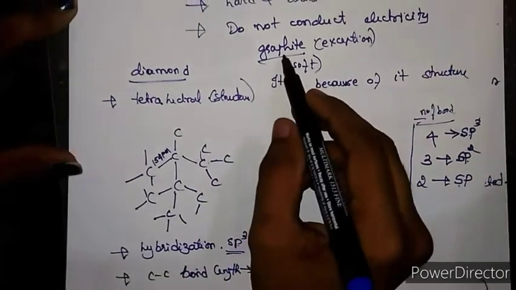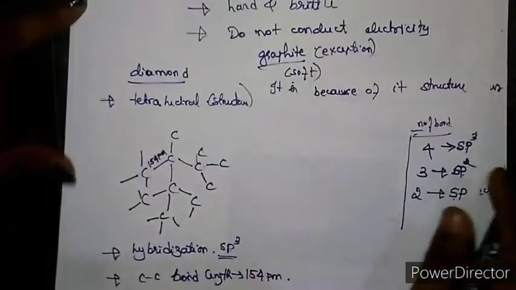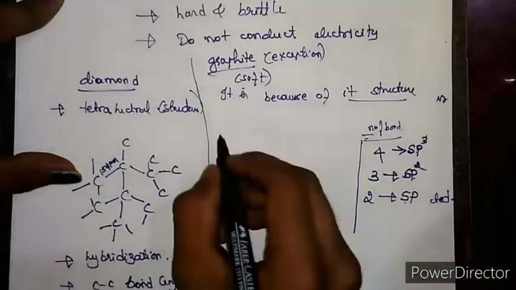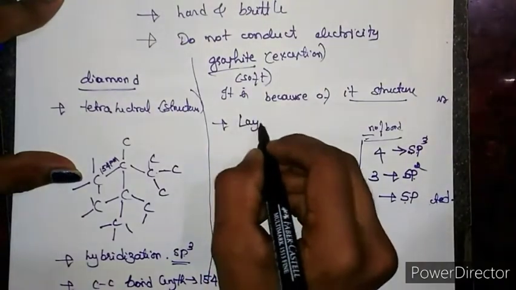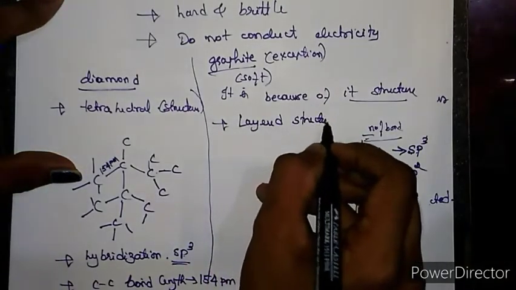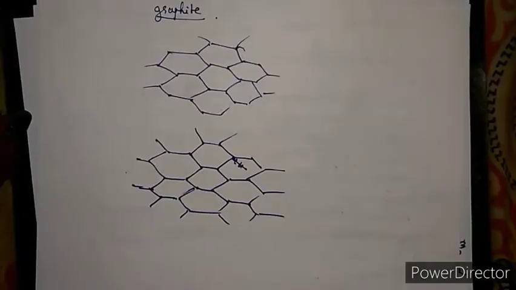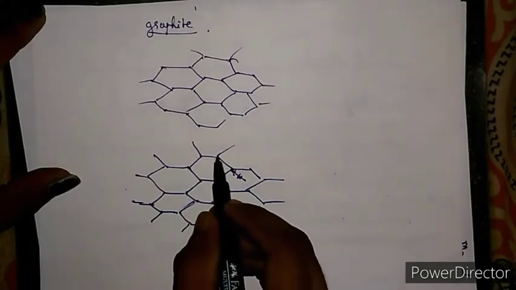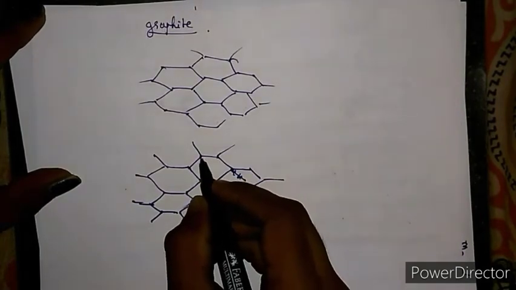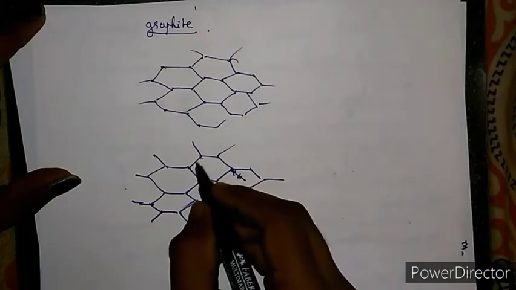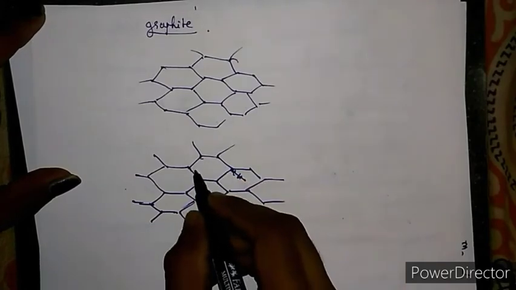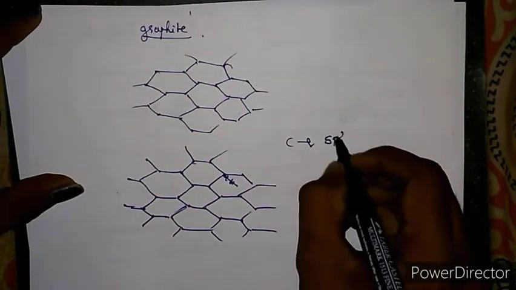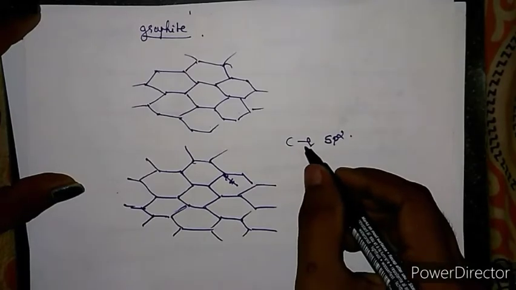But one of the exceptional properties is seen in graphite, mainly because of its structure. What is the structure of graphite? Graphite has a layered structure. This is what the structure of graphite looks like. Here these ends are carbon. How many bonds does this carbon have? It has 1, 2, 3. Every carbon here has 3 bonds. So the hybridization of carbon here is sp2.